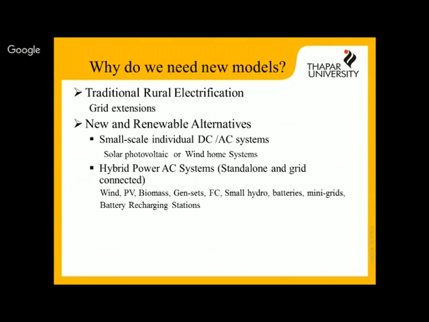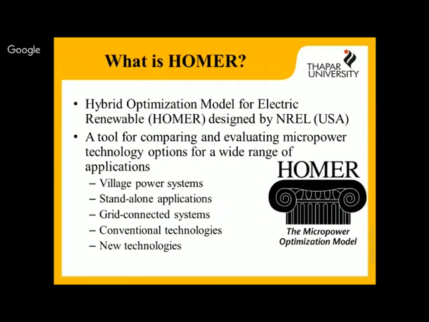So what exactly is HOMER? HOMER is basically a software tool, I would rather say, that is the Hybrid Optimization Model for Electric Renewables. This was designed by NREL, USA, and nowadays more than 1 lakh people are using this software. One best part is that it has a free version. You can download it from a site and start working. You can design your own models.